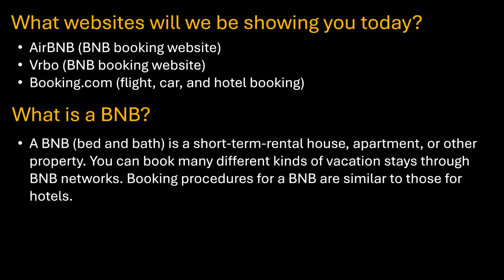Today we're going to talk about three different websites: Airbnb, Vrbo, and Booking.com. Airbnb and Vrbo offer bed and breakfast sites. A bed and breakfast site is typically a private family home or apartment which is being rented out, and they usually have more rooms or larger spaces than hotel rooms. However, on Booking.com, you can book flights, cars, and regular hotel rooms, as opposed to Airbnb and Vrbo, where you can only book B&B sites. Now let's talk about how to use these three websites and apps in order to book a vacation.